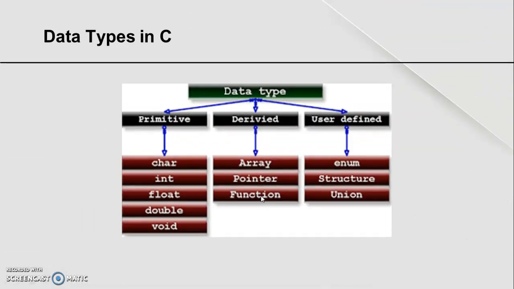And in the user defined category, a user can define his own data type, which we are going to deal with in this subject. Structure we have already studied. Enum, structure, union, all these are user defined data types. So we have to remember this diagram, and it is one of the common questions for 2 marks: what is data type, what are the primitive data types, or draw the diagram of data types. So this should be learned by heart by everybody.